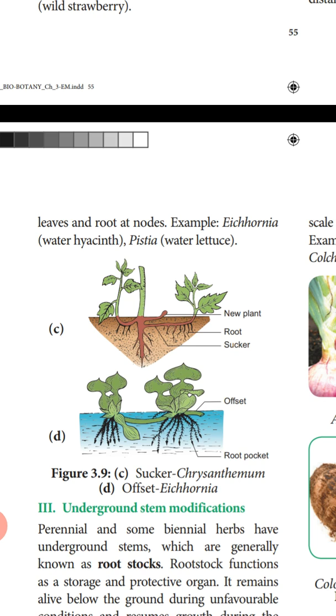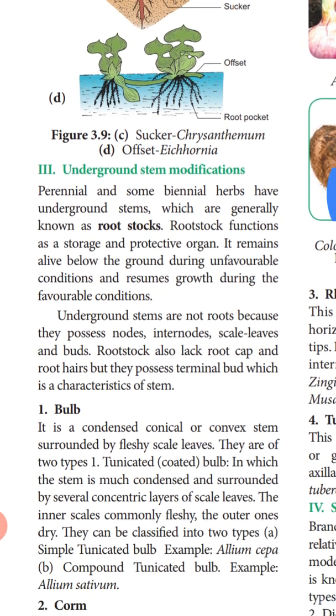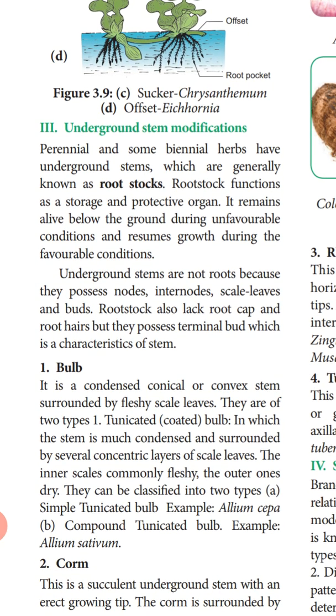So this is called the subaerial stem modification. Next we are going to study the underground stem modification. Perennial and some biennial herbs have underground stems, which are generally known as rootstocks.